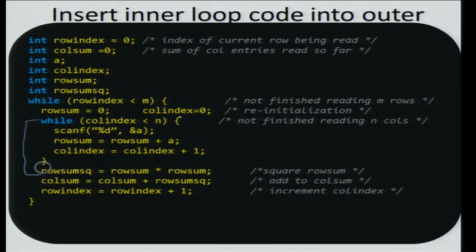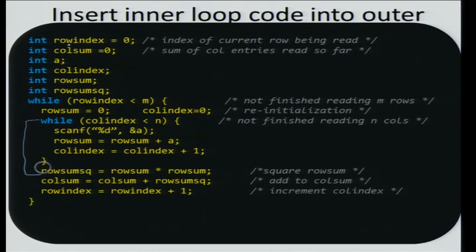Now the outer index does the following. You start from row index 0 and sum the row sum square over all rows. Okay. So this is the structure of the code. Let us look at the code in slightly more detail.